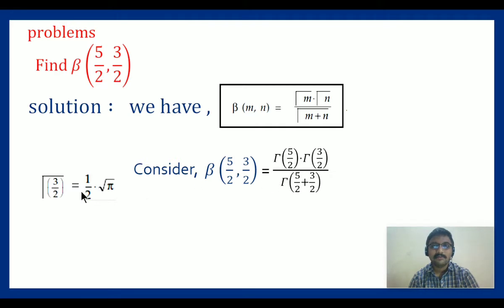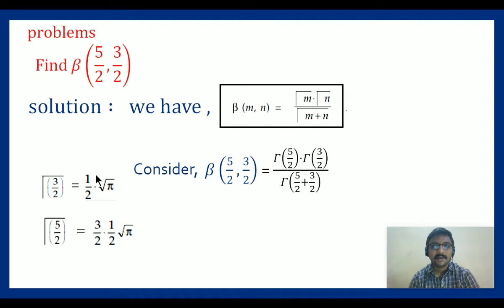But what is the value of gamma of 3 by 2? It looks like gamma of n plus 1. Gamma of n plus 1 is n gamma of n. But 3 by 2 can be written as 1 by 2 plus 1. So hence gamma of half plus 1 is n gamma of n, that is half gamma half. But what is the value of gamma half? Root pi. So thus we will have gamma of 3 by 2 is half root pi.